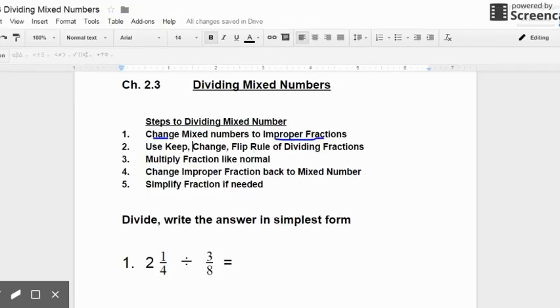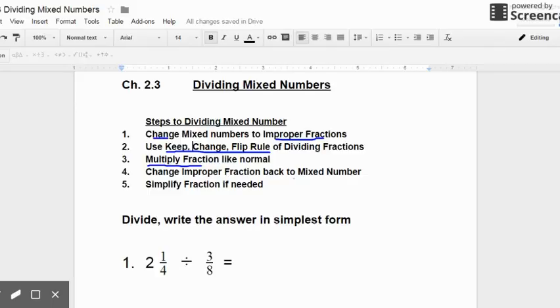Since we have division here, we want to follow the keep, change, flip rule, where we keep the first fraction the same, we change division to multiplication, and then we flip, or take the reciprocal of, the second fraction, just like we did in division before. Then, once we do that, we multiply fractions like normal.